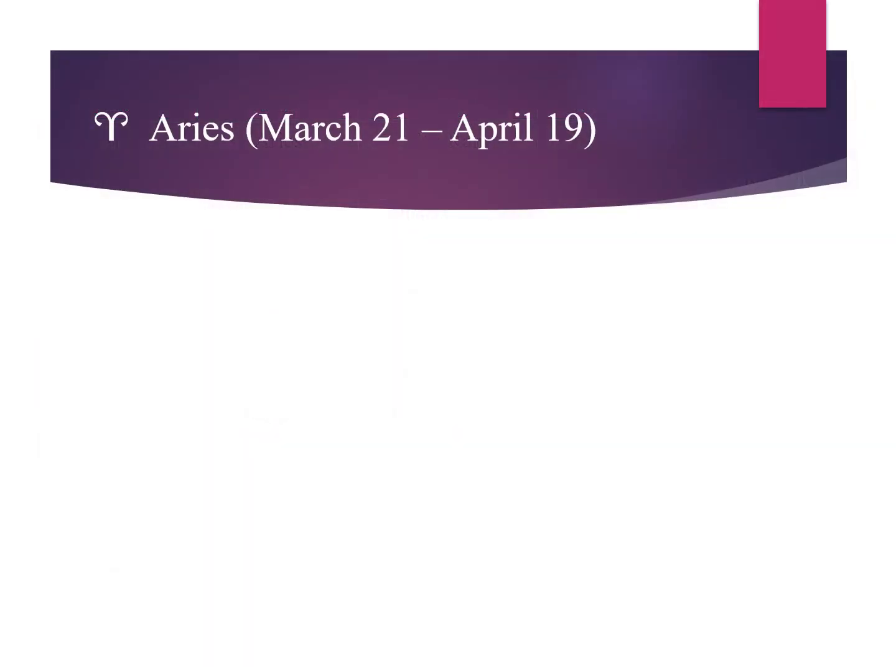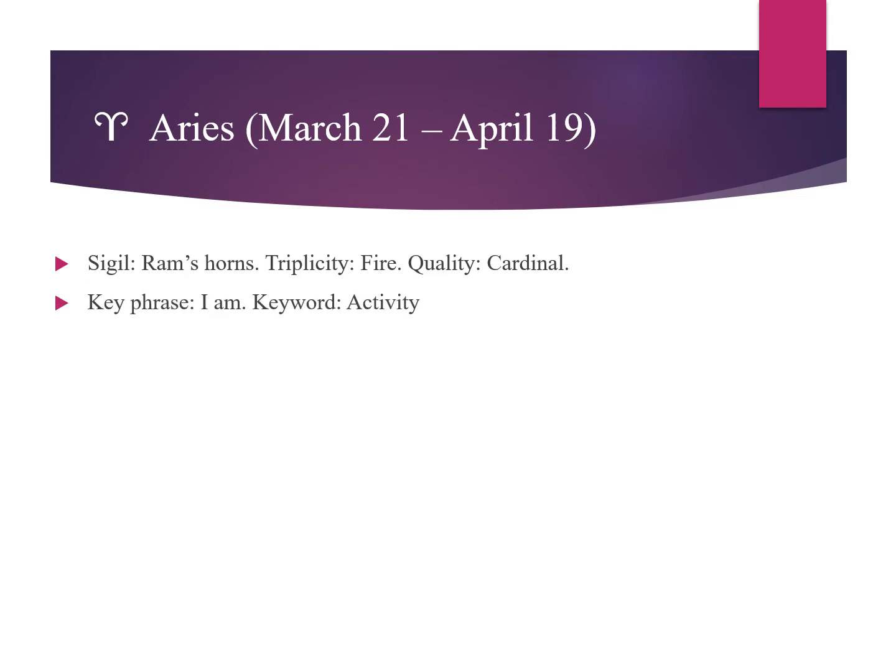So let's look first at Aries. Now, of course, Aries starts on or around March 21st and ends around April the 19th. The sigil for Aries represents the ram's horns. Its triplicity is fire and its quality is cardinal. So the key phrase to think about with an Aries is "I am." And its keyword is activity.